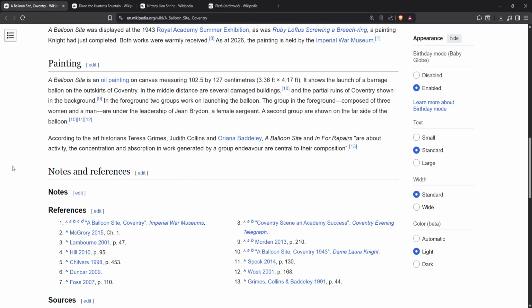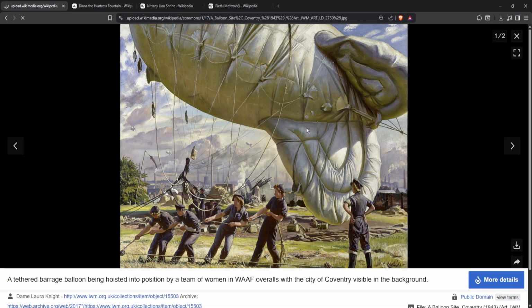According to the art historians Theresa Grimes, Judith Collins, and Aurenia Badley, A Balloon Site and Further Repairs are about the activity, concentration, and absorption in the work generated by a group endeavor, are central to their composition. Okay, that was a lot of reading.